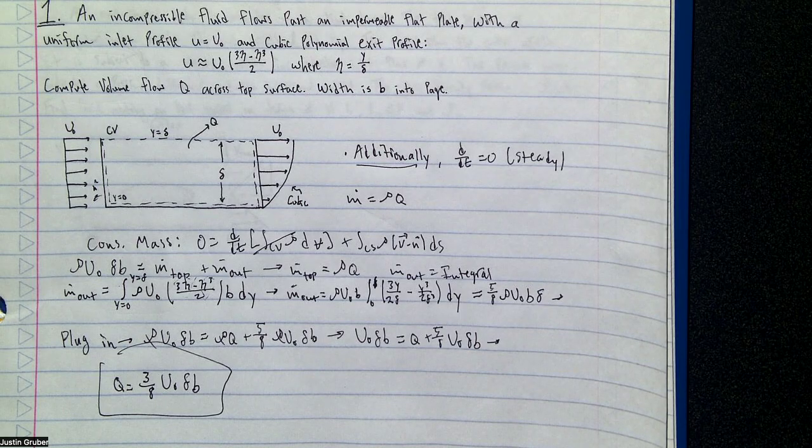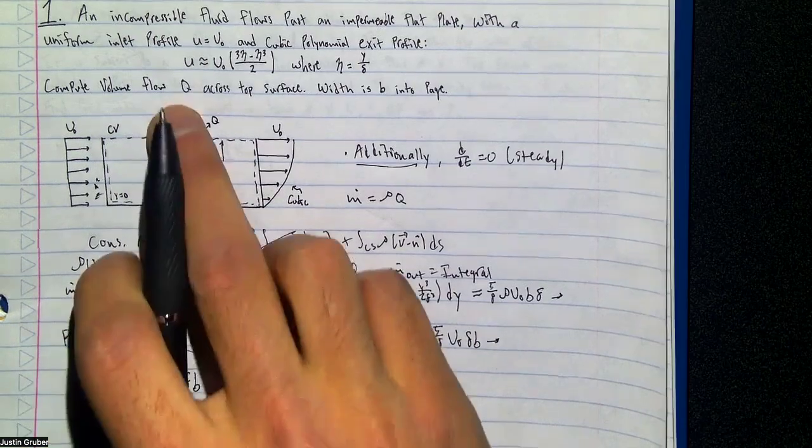It'll be like, state your assumptions clearly and so on. They'll be clear. So yes, always write your assumptions down. Always draw your control volume.